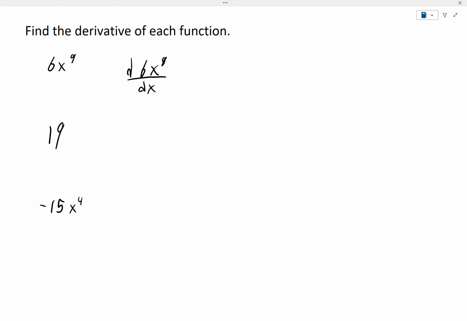dx. So the first rule that you can apply right here is the constant multiple rule. It says that you can pull that factor of 6 out front. So that's what we'll do. 6 dx to the 9 dx.